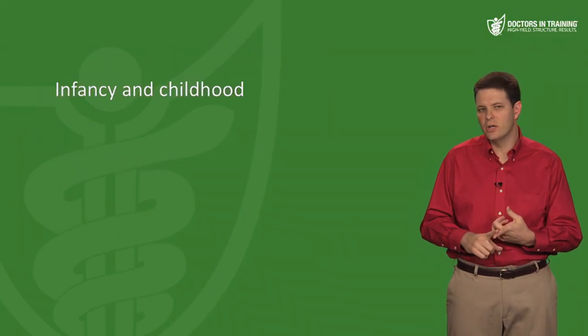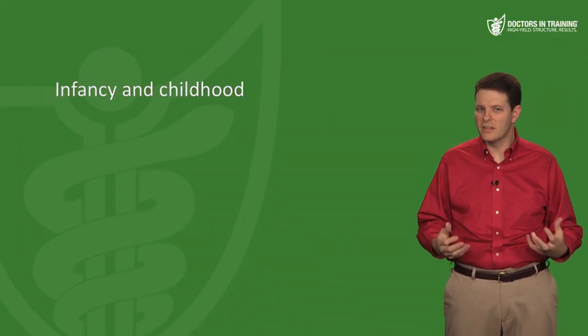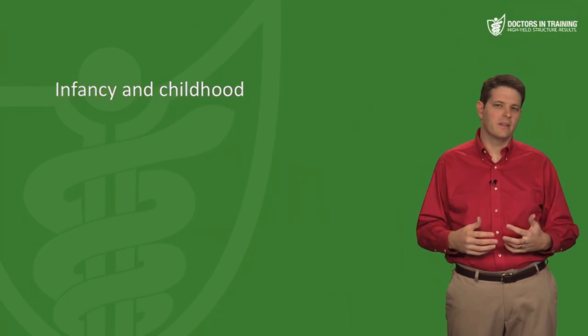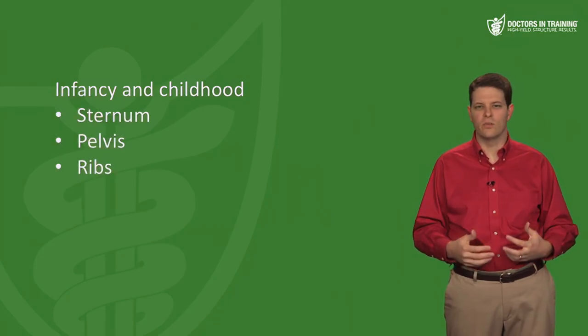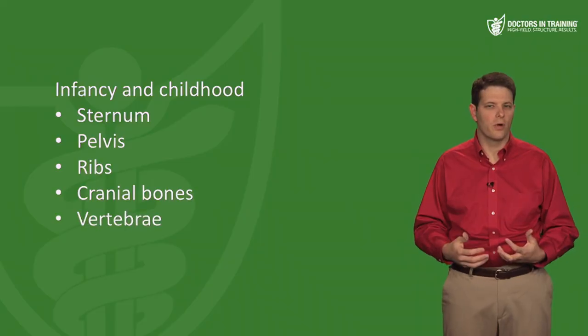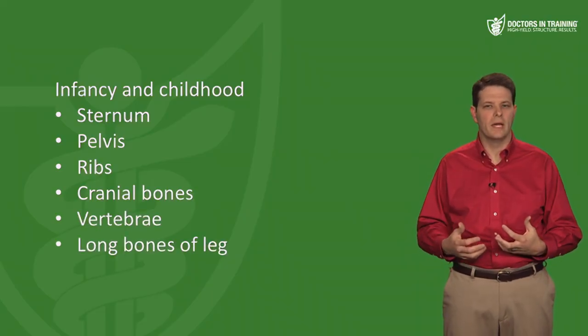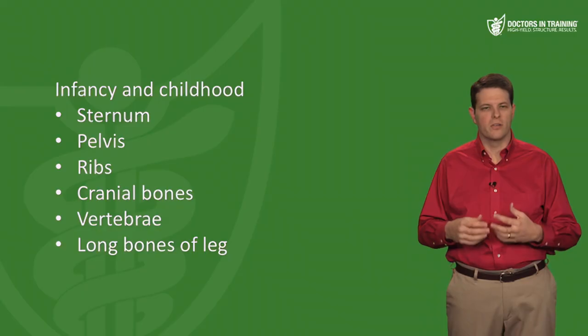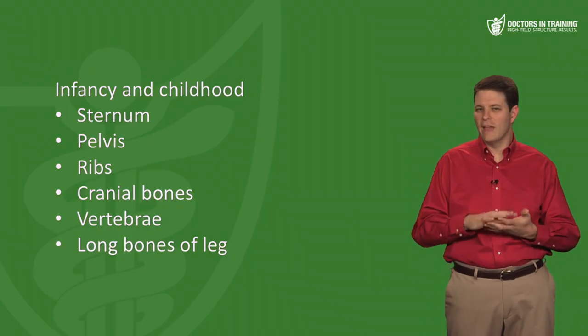In infancy and childhood, the marrow of basically the entire skeleton is hematopoietically active. It tends to be things like the sternum, the pelvis, the ribs, the cranial bones, the vertebrae, and also the long bones of the leg, which are the tibia and the femur. So think about those long bones and flat bones.